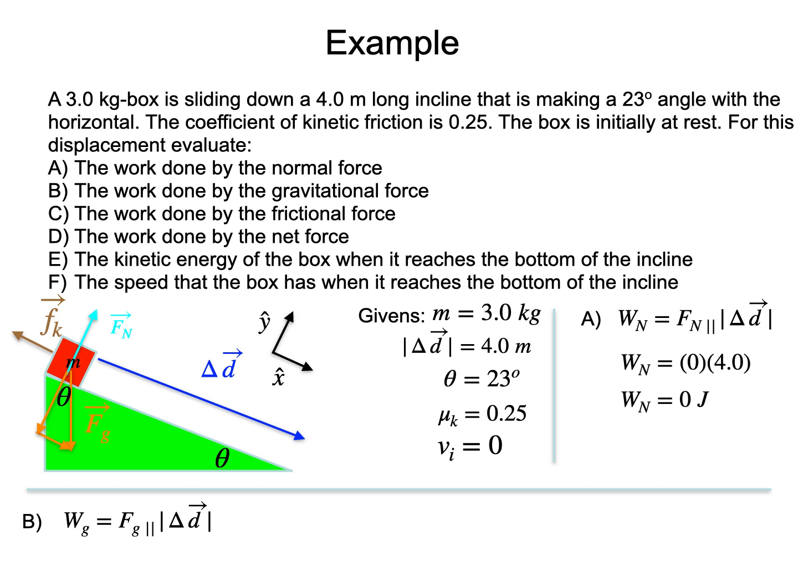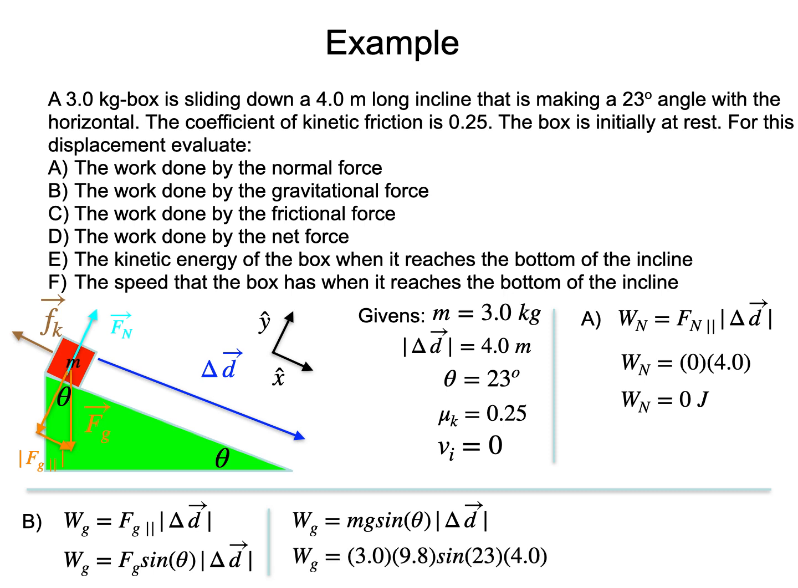The side of the triangle opposite to theta has a length proportional to the magnitude of the parallel component of the gravitational force. Since that parallel component is in the same direction as the displacement, the component is positive. The trigonometric ratio that uses the opposite side and the hypotenuse is sine theta, which means that we can write FG parallel as FG sine theta. Replacing FG with mg gives this equation. Next, we can substitute the givens to be able to arrive at the final numerical answer.